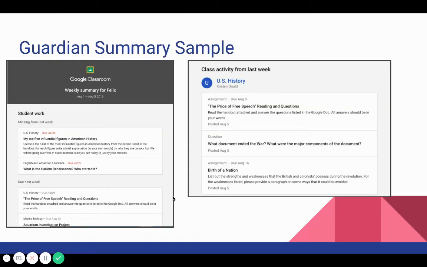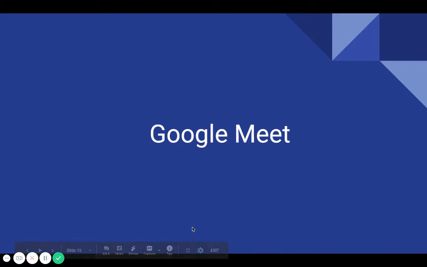Here is what an example would look like for a guardian summary. So for Felix right here, he is missing some work, some things that are coming up that are due next week, and an example of some of the class activity that happened during the past week. Now we'll move on to Google Meet. There are more new features for Google Meet than there were for Google Classroom.